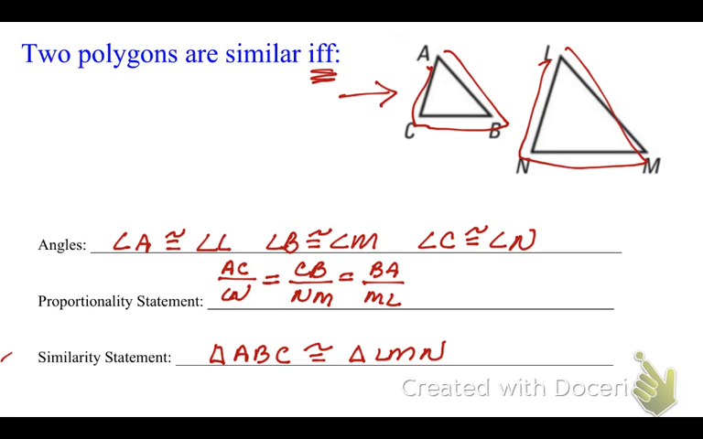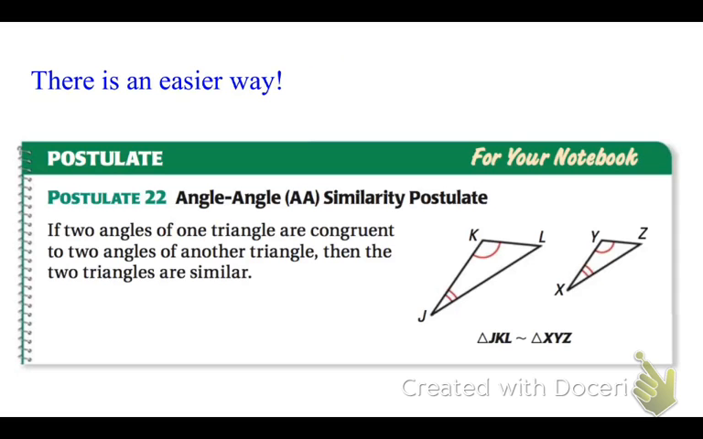Okay. But now, turns out there's an easier way. Actually, there's a couple of postulates. We're going to learn one today and a couple more on Monday, and then that'll be it for similarity. So this is called the angle-angle similarity postulate, and most of the time we write angle-angle postulate for short.